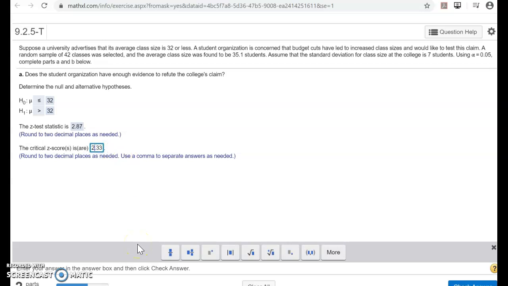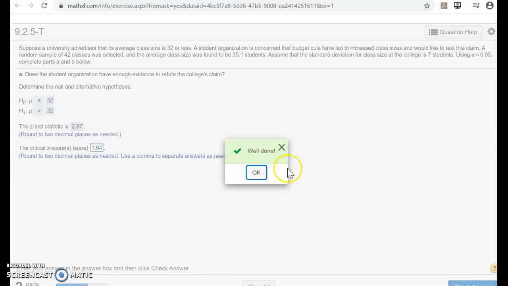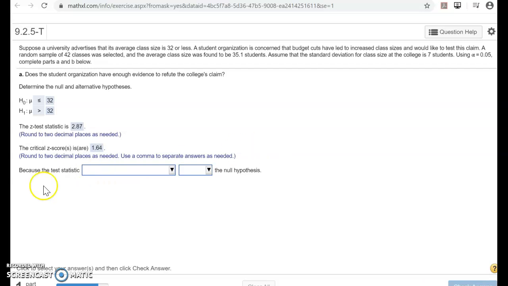And you only have one critical value because it is a one-tailed test. And that's how you find your critical z-score. If it were a two-tailed test, then you would have two answers there, a negative and a positive.